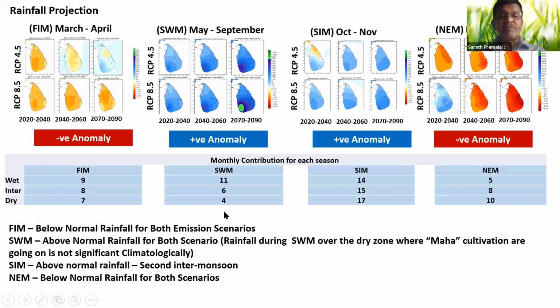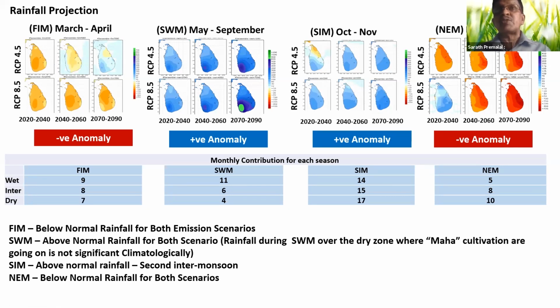So the monthly contribution is very low for the dry zone; actually the monthly contribution is 4%. So you can see, when we focus on the dry zone, from the first inter monsoon to the southeast monsoon, they don't get much rain, and the soil will be much drier. And even in the second inter monsoon they get high rainfall.